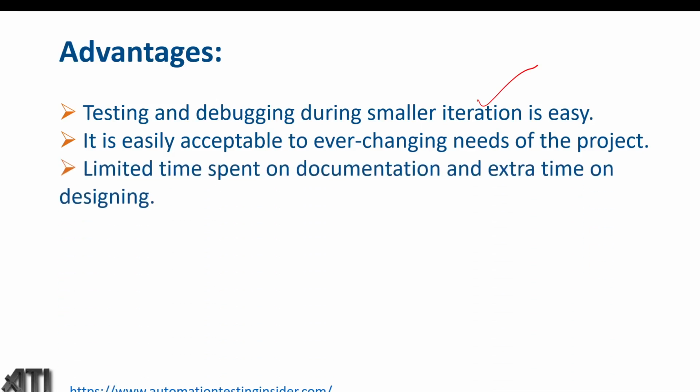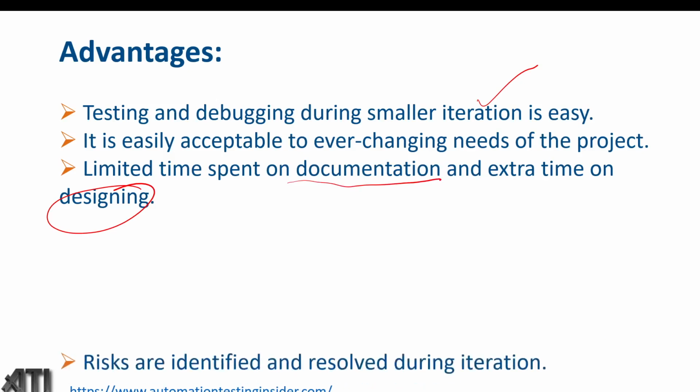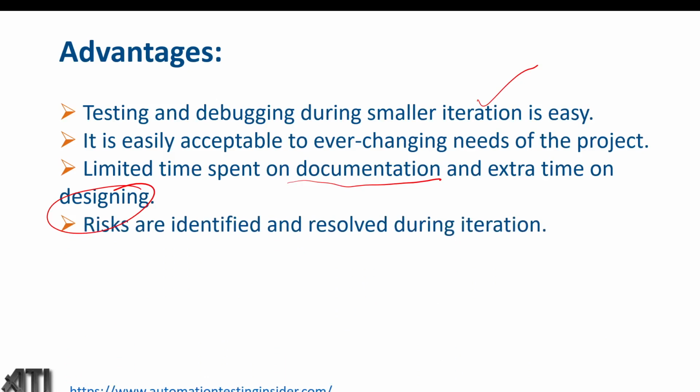Limited time is spent on documentation and extra time on designing. This is an important point: we spend less time on documentation and extra time on designing. Risks are identified and resolved during iteration. We'll talk more about risk in the next model, the spiral model. However, I'll create a separate video on risk because we have a complete tutorial on risk as well, since that is a separate part. So risks are identified and resolved during each iteration.